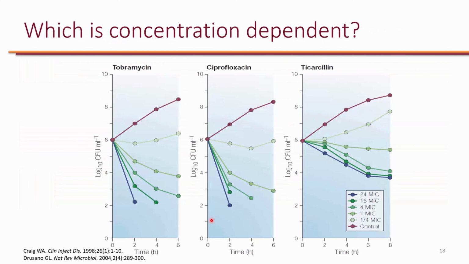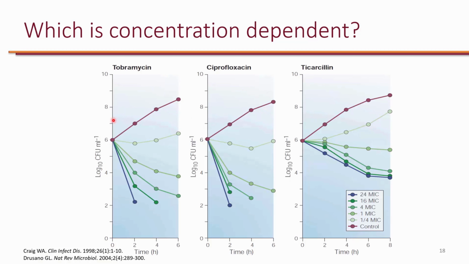In this picture, on the horizontal axis, we're looking at time, and the units of time are hours. And on the vertical axis, we're looking at the log drop in the CFU, or colony forming units, of bacterial growth. So CFUs are basically units of measuring how much bacteria grow on culture. So in all three of these experiments, we have the control.